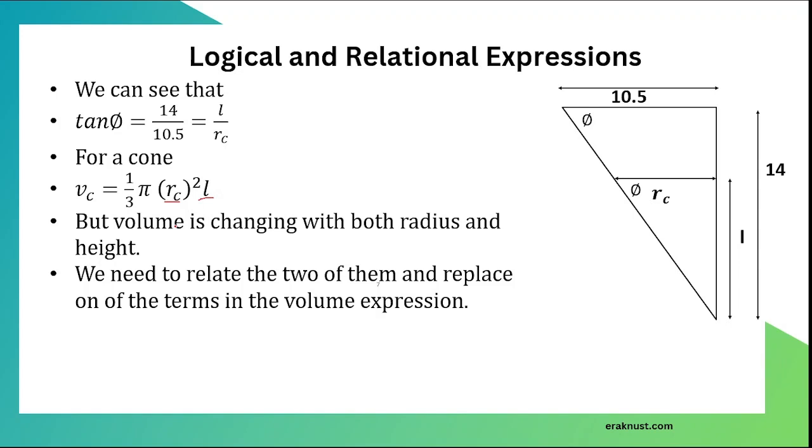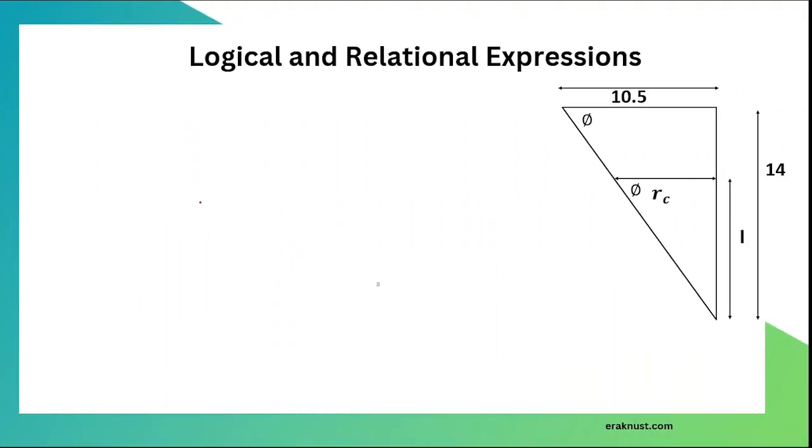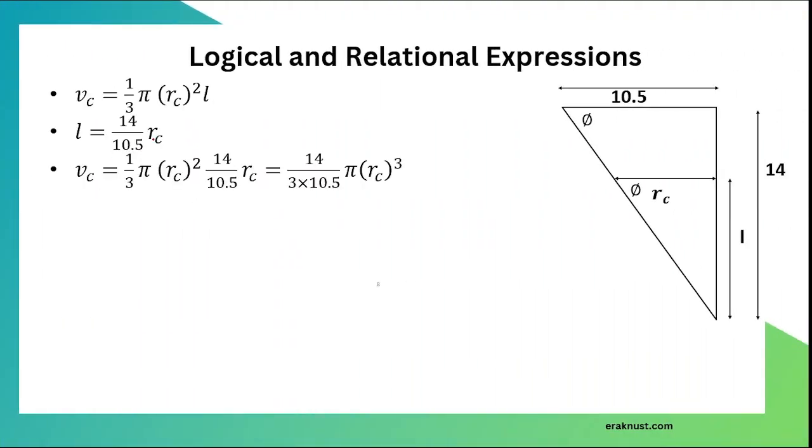So when height changes, radius changes, right? So we want to relate them to each other so that we can replace one of the terms here with the other. We can easily say from this expression here that L is equal to 14 over 10.5 RC. And I can put that into the volume expression so that I would get this expression here. So I've taken the L we had and replaced it over here, so that I'll get this form of the expression. And if I simplify, I'll get 14 over 3 times 10.5 pi RC cube.